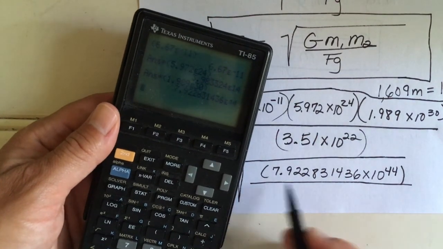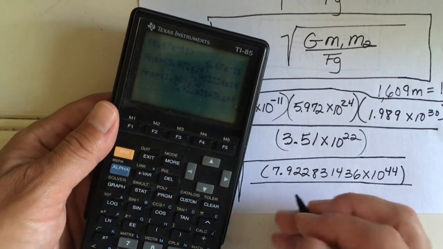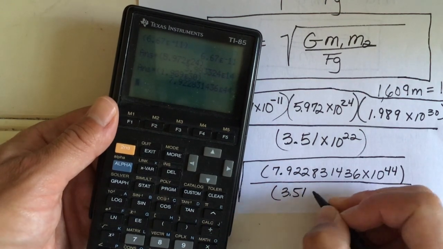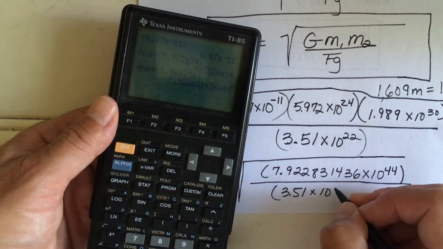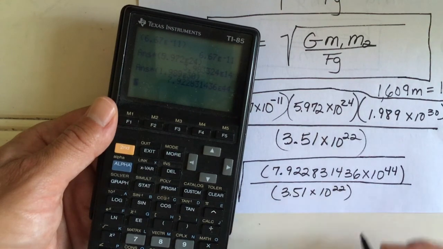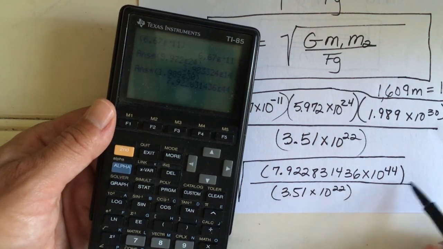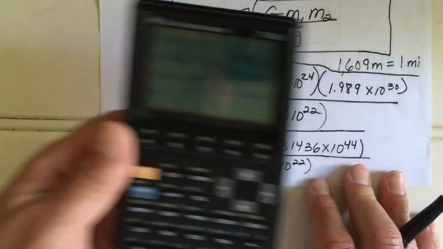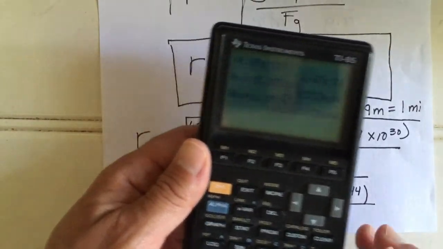All right, so here we are. This giant number on top, we got another giant number on bottom. We're going to have to divide. When we divide, we're going to subtract these exponents. So my guess is whatever this number is, it's going to be around times 10 to the 22nd. So I'm going to go ahead and type that in the calculator.